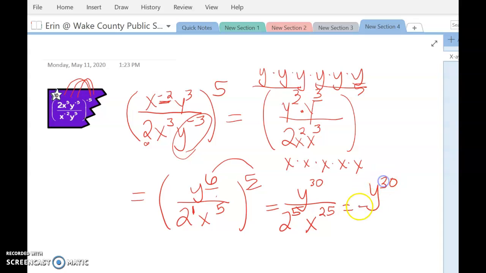And then just need to simplify. 2 to the 5th is 2 times 2 times 2 times 2 times 2. I know this is 8, and I know this is 4, so that's 32, x to the 25th power.